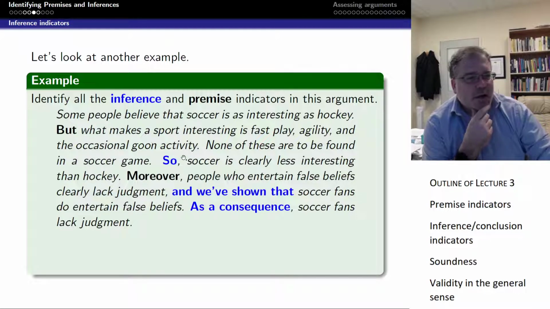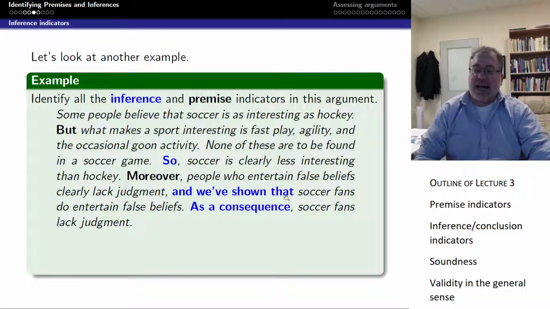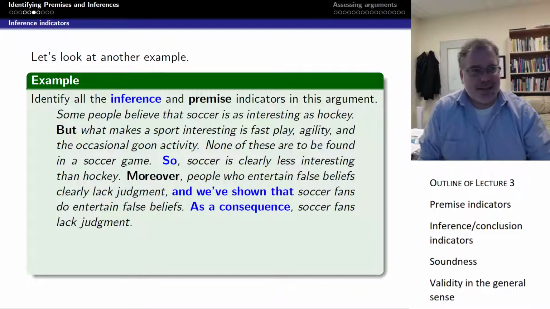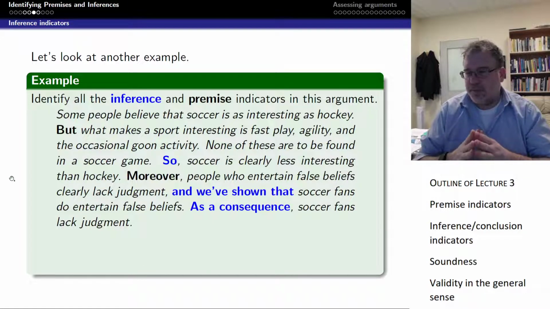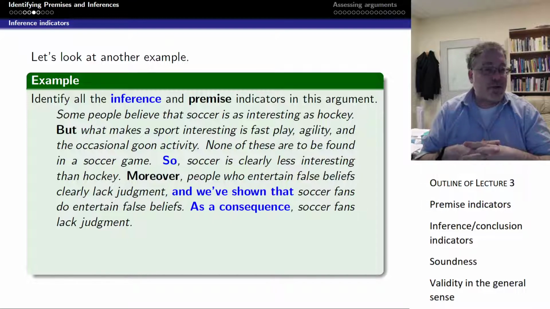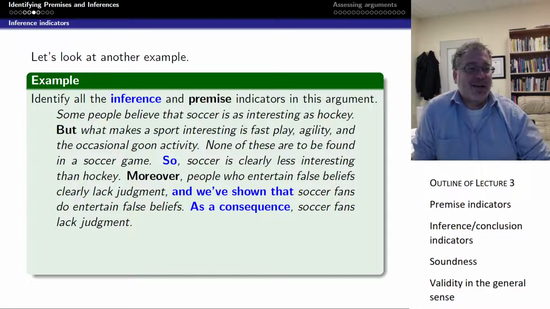But the first question we're going to ask ourselves is, well, can we identify any premise or inference indicators in this fairly long argument? And I think we should be able to do so. Again, you can pause a second if you want to try to find them yourselves. But here they are. We see the word so is an inference indicator. And we've shown that is another inference indicator. It was not on our initial list, but definitely that's an inference indicator. And as a consequence is also one. And the words but and moreover are both premise indicators. So immediately we know here that we are facing a complex argument that contains at least three sub-arguments. Why? Because there are three inference indicators, right? So that's easy to figure out.